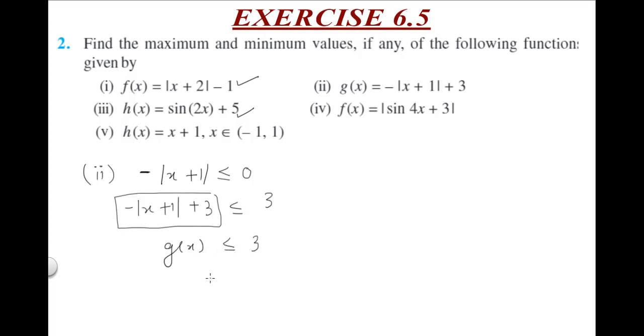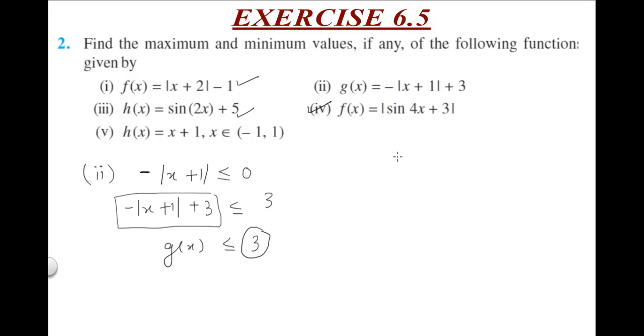So what is the minimum or maximum value from here? We observe that g of x will be either 3 or less than 3. So the maximum value is 3 and there is no minimum value because we don't know up to which value it will go. So the maximum value is 3, all the other values are less than 3. Hence the maximum value is 3.